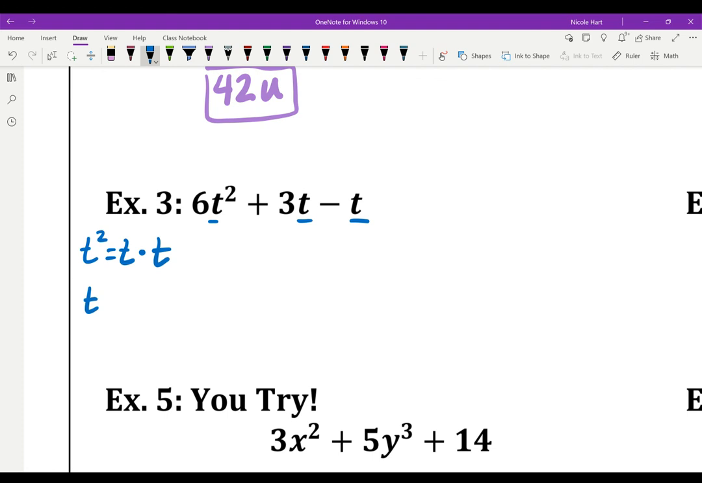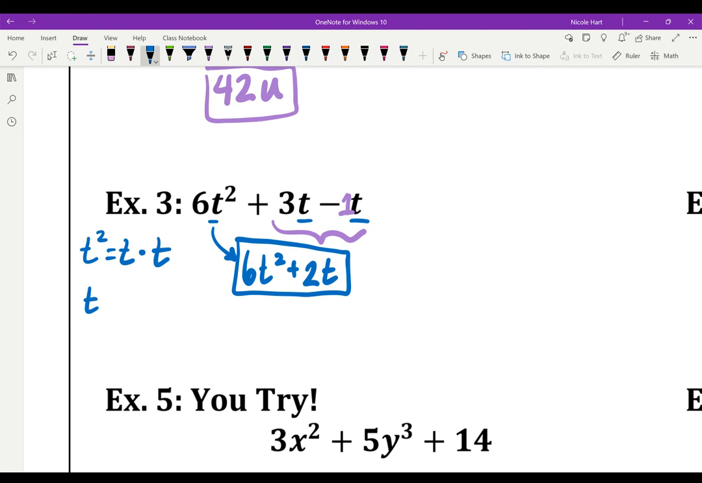Those are two separate things. So you can't combine t squareds and t's. And so the 6t squared is just going to stay by itself. But the 3t and minus what would be a 1t, those two can combine together. And that would be 3t minus 1t gives us 2t. So that is our final answer here.